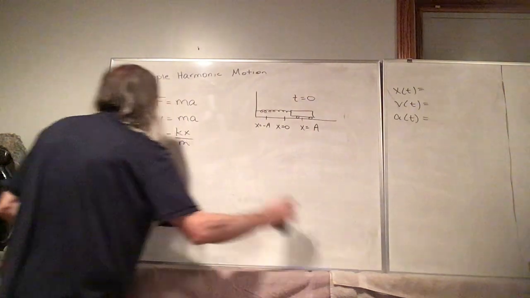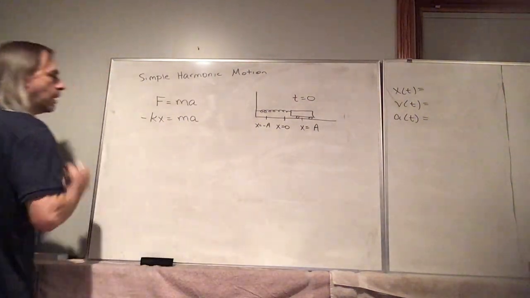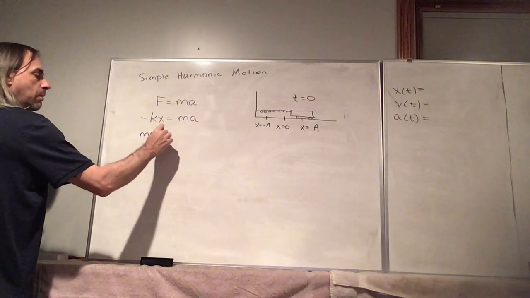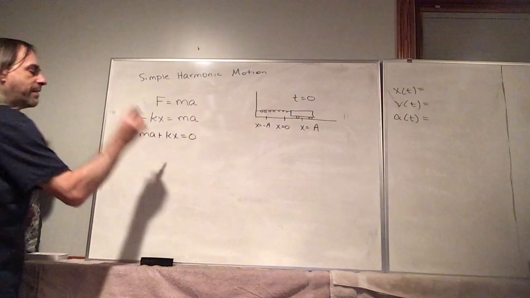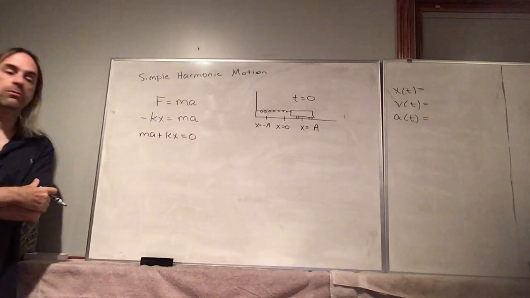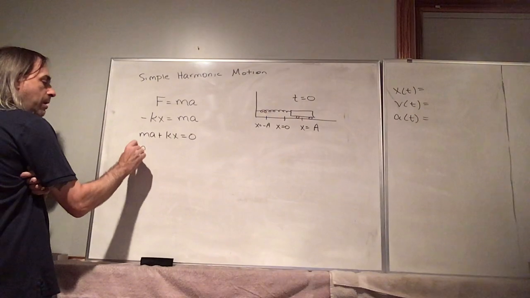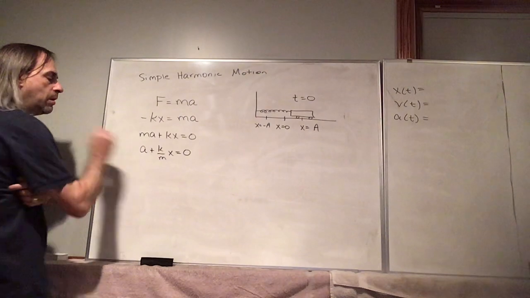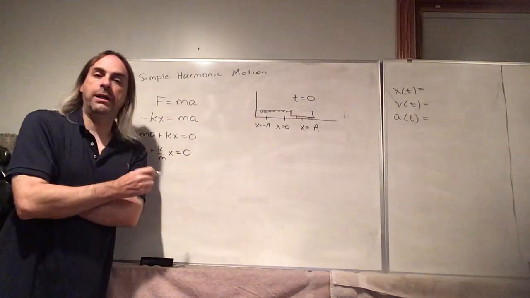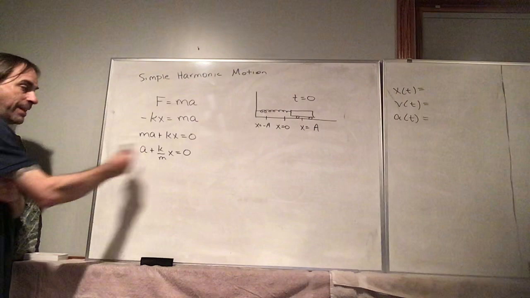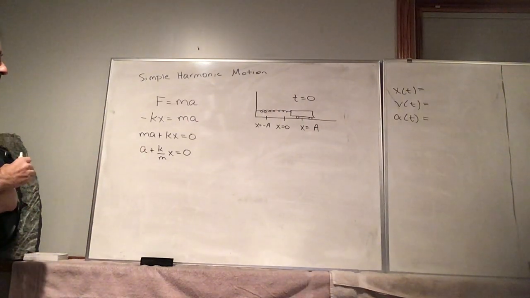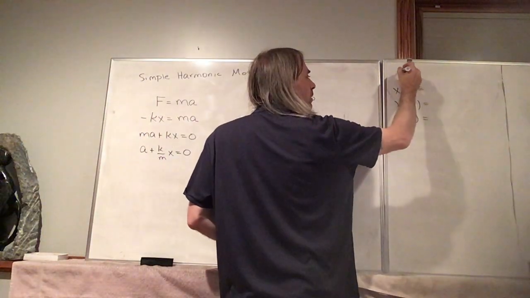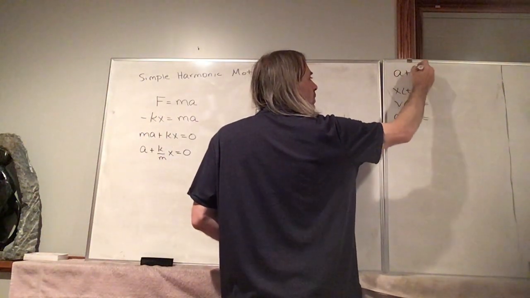So I'm going to manipulate this equation a little bit. First, let's add kx to both sides. We can rewrite it this way: ma plus kx equals 0. Dividing by m, Newton's second law applied to this system, we can write it this way: a plus k over m x equals 0. So I'm going to write that off to the side. I'll write it here for now.